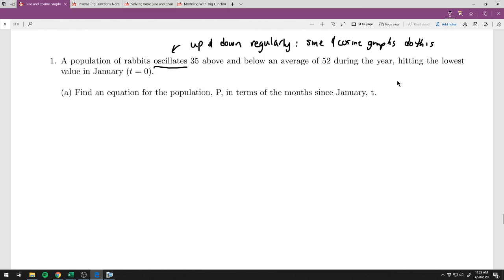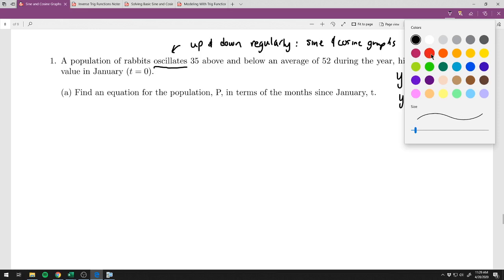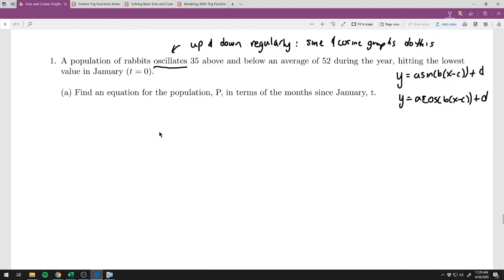So I'm going to go ahead and just write down the two equations again, y equals a sine of b times x minus c plus d. I'm not really concerned with which one we're using right away because it's more important to remember what we're doing here. We're trying to figure out what a, b, c, and d are and which one we should use. But just like from before, I want to mention that A, B, and D are the same for everyone. You want to figure these out first.